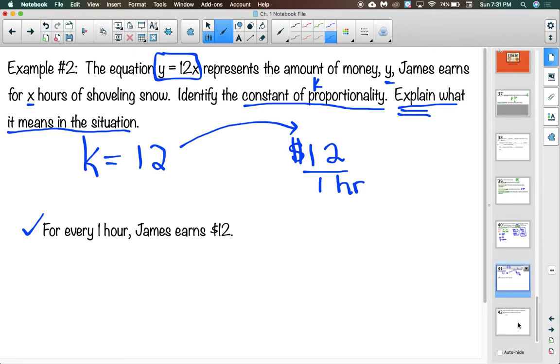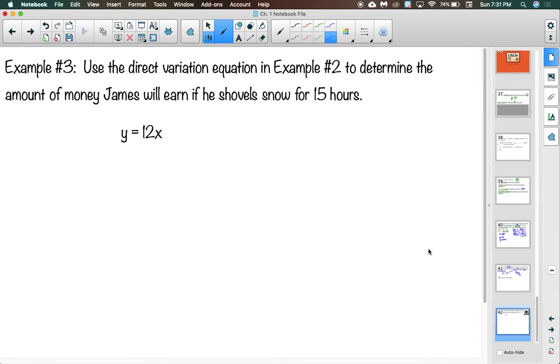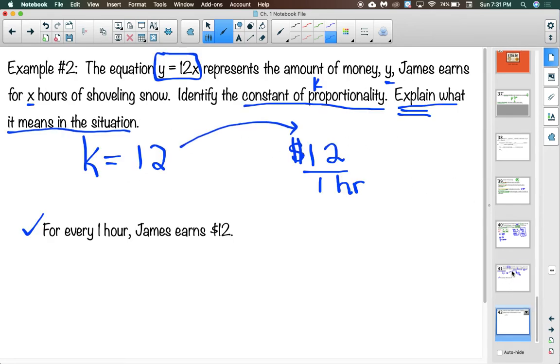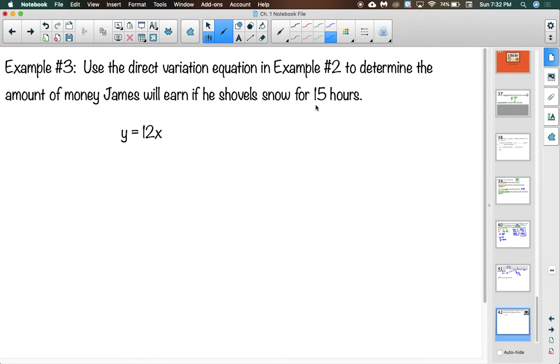I have one more. Use the direct variation equation in example number 2 to determine the amount of money James will earn if he shovels snow for 15 hours. So remember, x, our denominator unit, is hours. Our numerator unit is dollars. So here we're going to put 15 hours into our equation, and that was our x number here. So if we want to know how much James earns if he shovels snow for 15 hours, we put 15 in for x. And we solve for y.